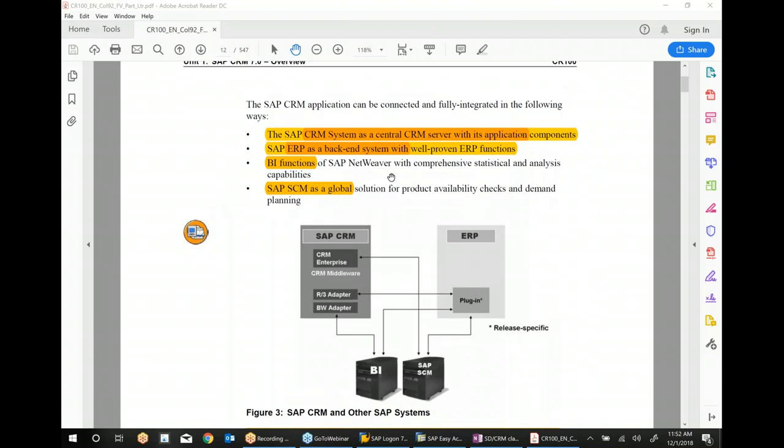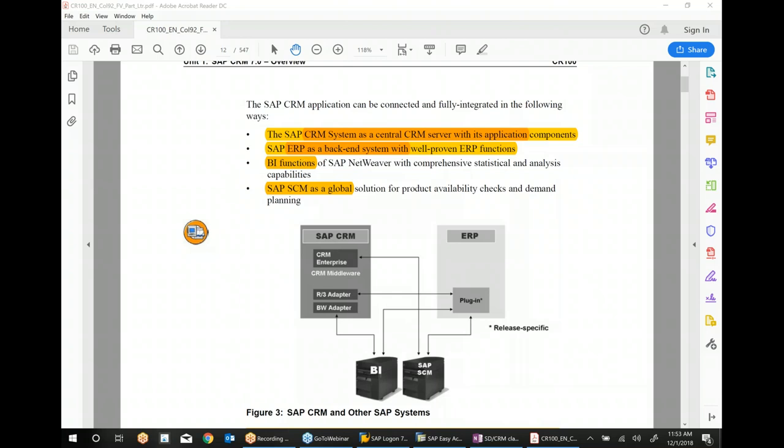So SAP CRM is a central CRM server with its application components. When we're talking about SAP CRM, it is not a separate module like the SD module or MM module or FI module or PP module. SAP CRM is a server by itself. It uses ERP as a backend.